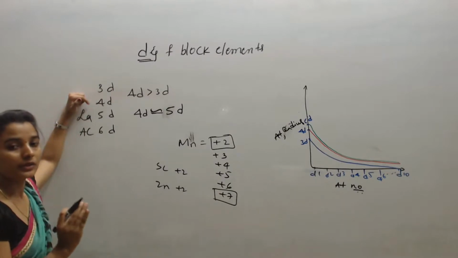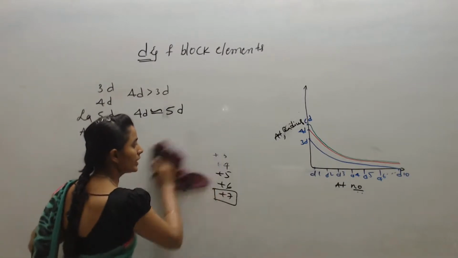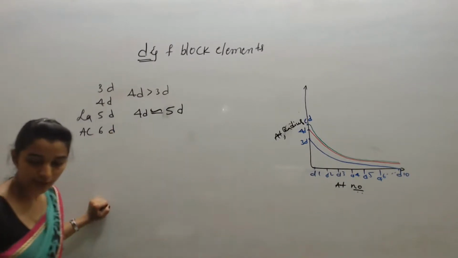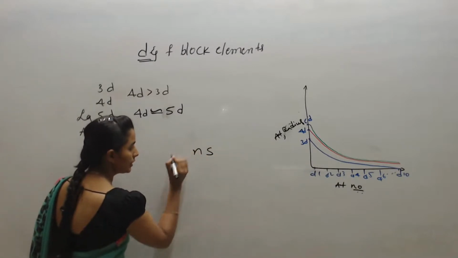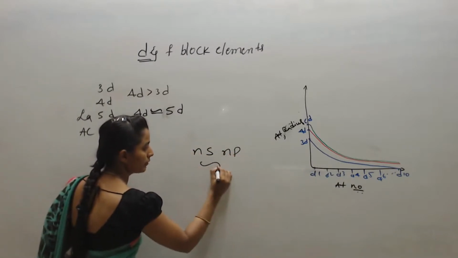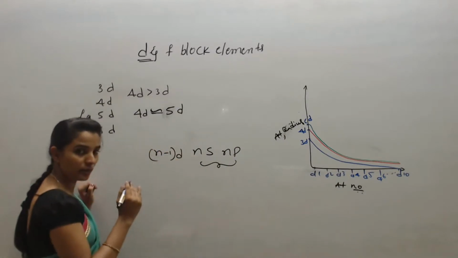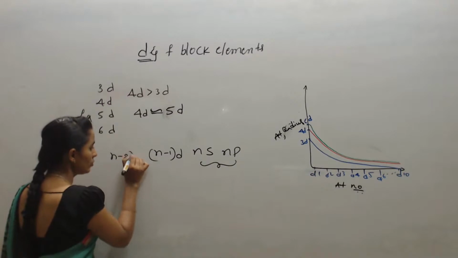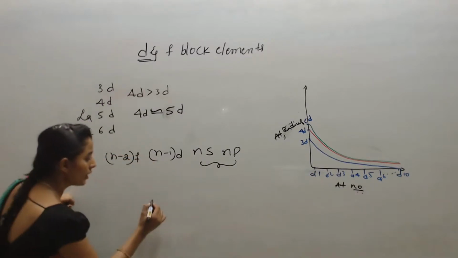Lanthanides and actinides will come. So as I told you, students, NS subshell means if S orbital is there, if it is NS subshell, NS and NP are the valence shell. N minus 1 D is the inner orbital shell and N minus 2 F is again the interior shell. So then what happens?